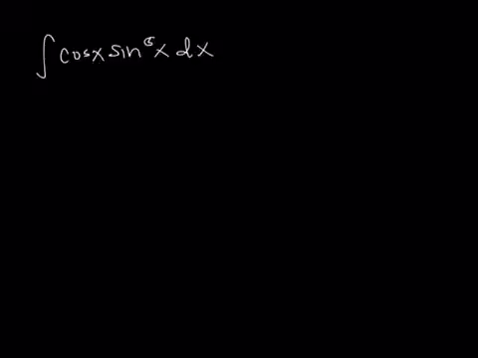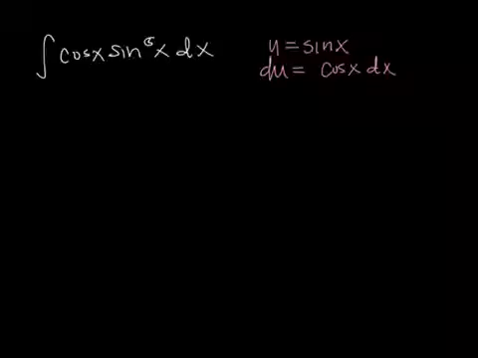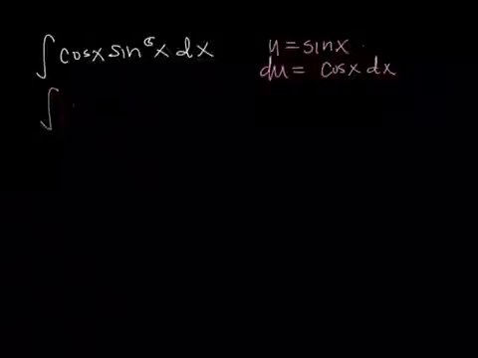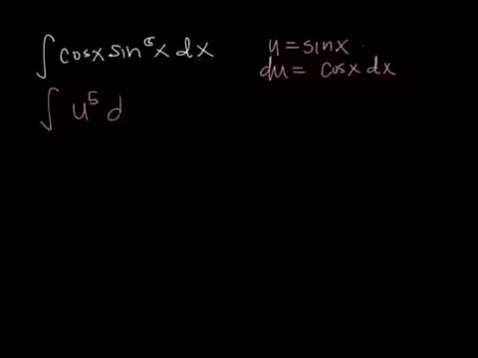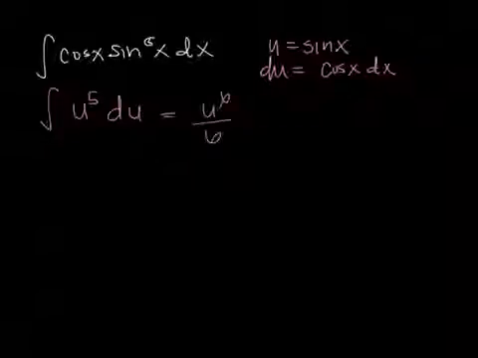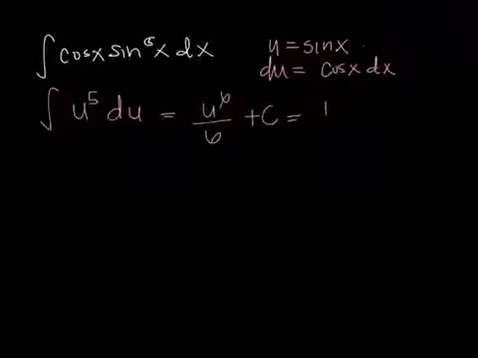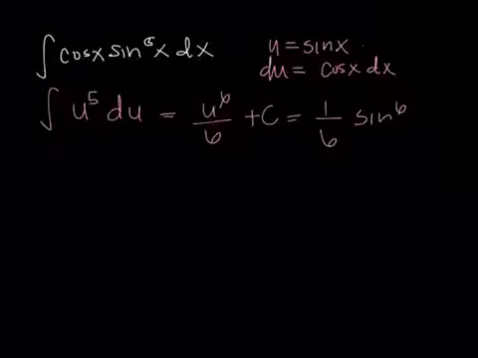So let me put this as a possibility: u could be sine of x, which means that du could be cosine of x dx. And that would work. We would end up having u to the 5th. So let's go ahead and process that. I'm going to do the integral, and the cosine of x dx is going to become du, which leaves me at the integral of u to the 5th du.